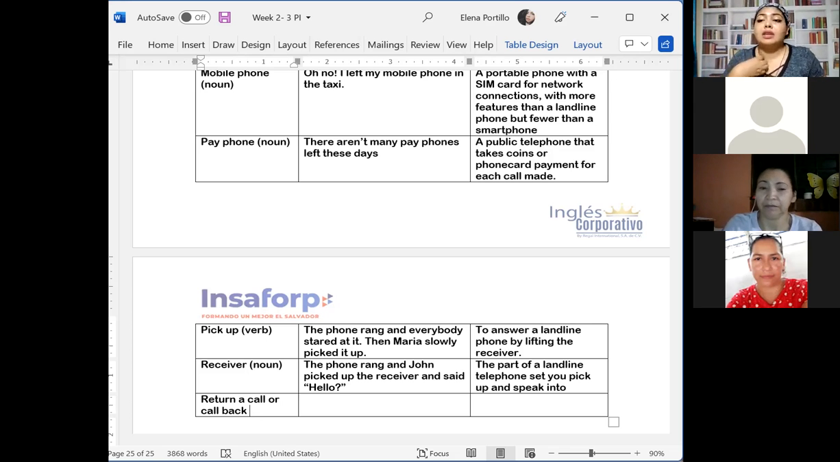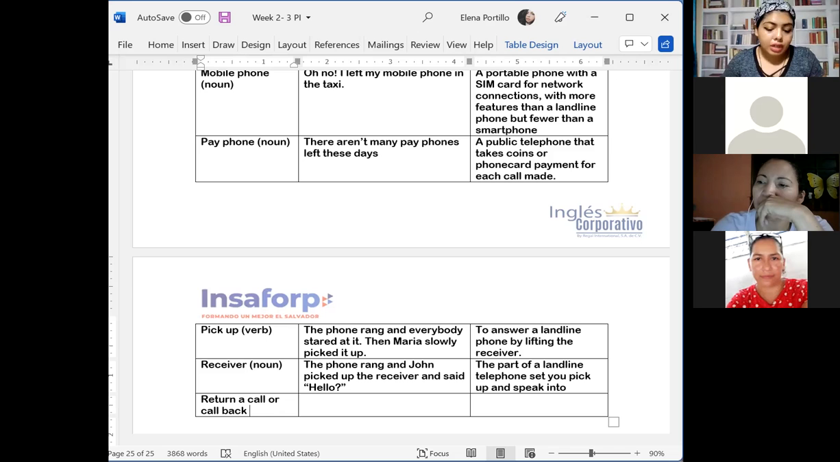It's the same thing that we were saying in the last example, that the receiver is the part that we can lift from the phone and we can hear the voice of the other person that is talking. So in this case, John picks up the receiver to hear who is talking, and he says hello.